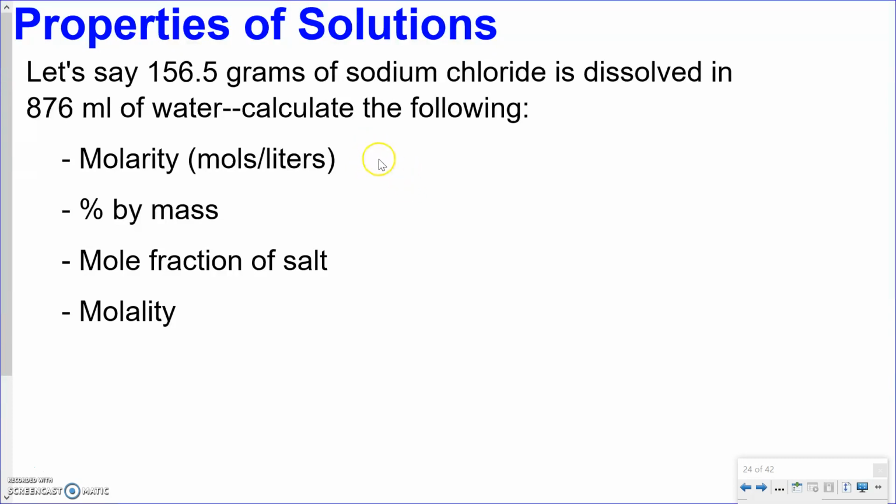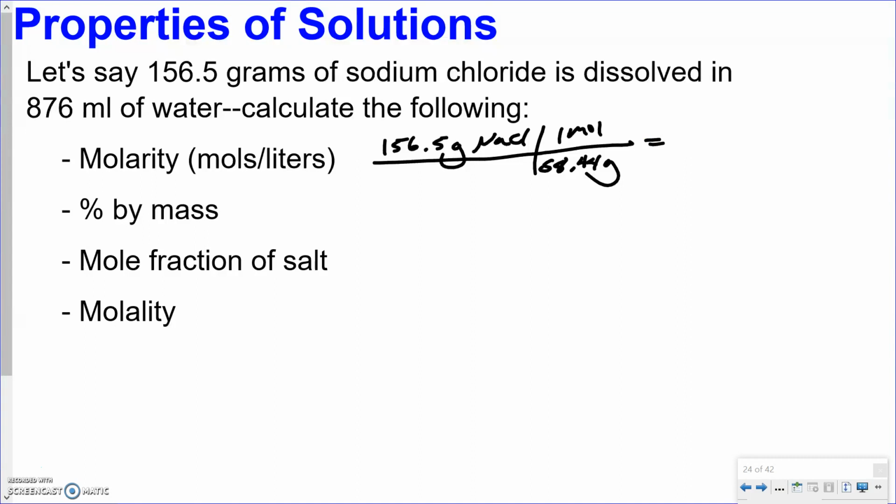We need to convert our grams of our solute, sodium chloride, into moles. So again, we should be able to do this in our sleep by just setting up our train tracks. Sodium chloride has a molar mass of 58.44 per 1 mole. And we do that math of 156.5 divided by 58.44, with 4 proper sig figs because of our 156.5. We get 2.678 moles of NaCl.